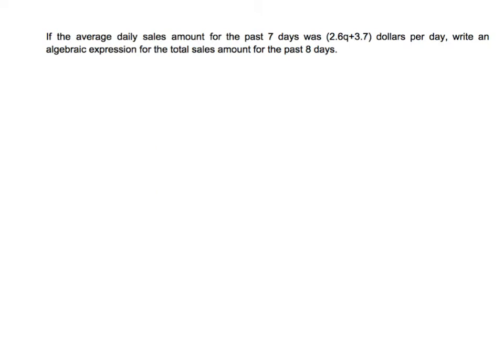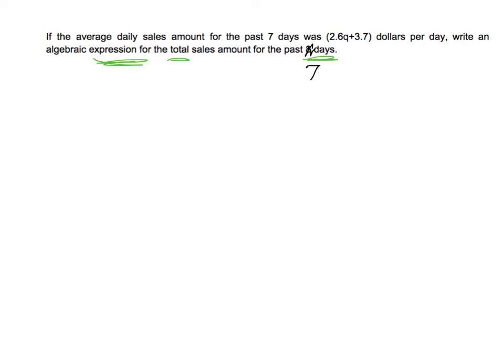For the next one, it says the average daily sales amount for the past 7 days was 2.6Q plus $3.7 per day. Write an algebraic expression, again, no equal signs, for the total sales amount in the past 8 days. So the total for the past 8 days. In fact, you know what? That is going to be a typo. That right here should read 7. So that is a typo.